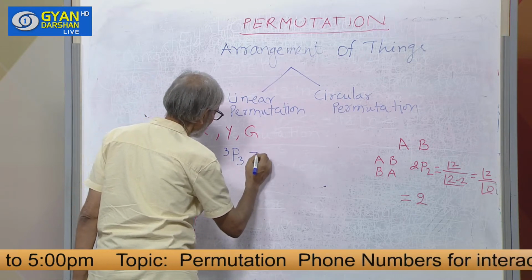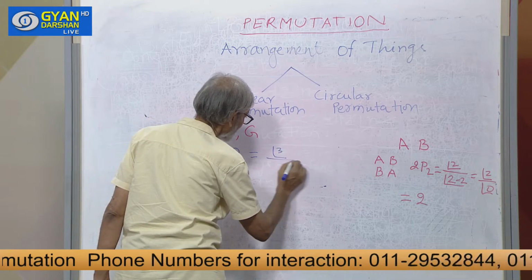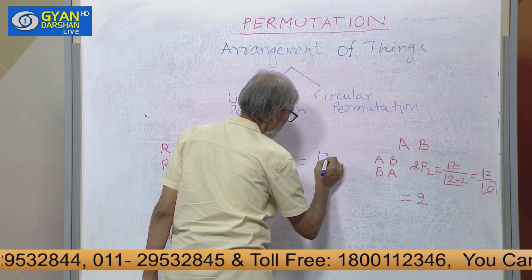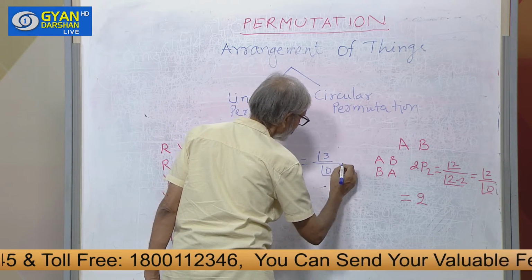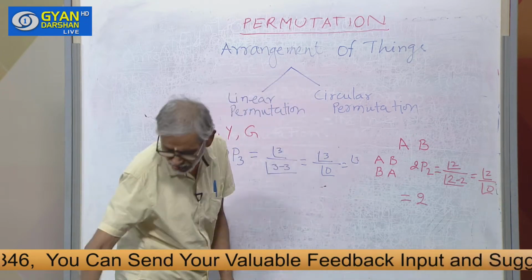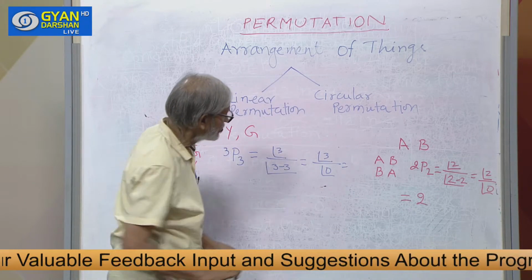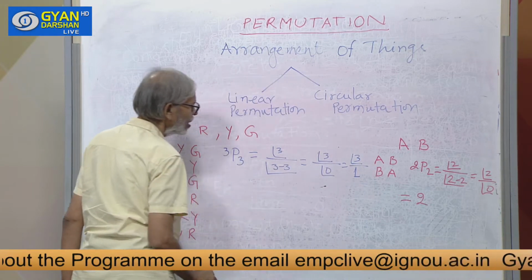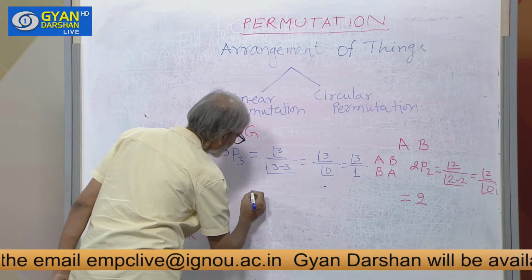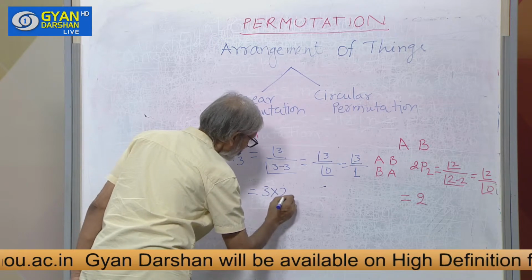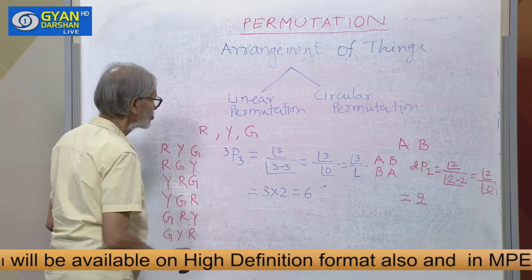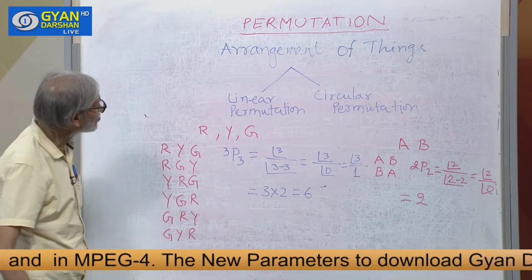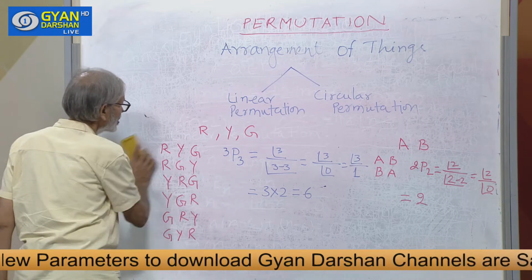According to the formula, 3P3 will be equal to factorial 3 divided by factorial 3 minus 3, which is equal to factorial 3 divided by factorial 0, which is equal to factorial 3 divided by 1. As you know, factorial 0, last time we discussed, is equal to 1. So, this will be equal to 3 into 2, which is 6. So, you can verify how this has come.